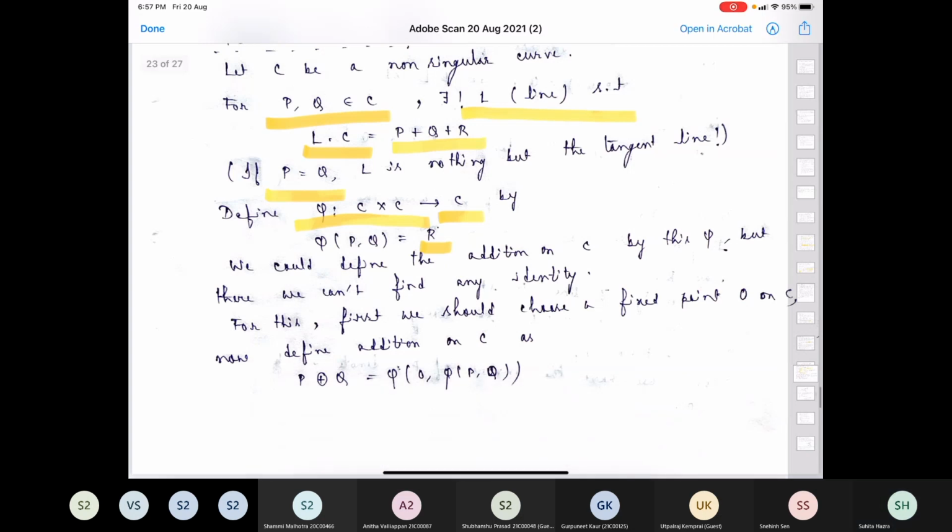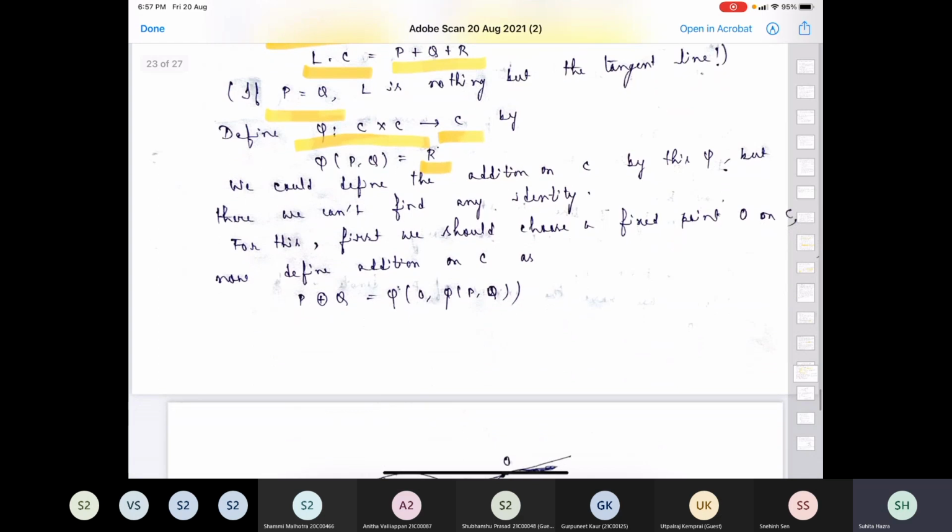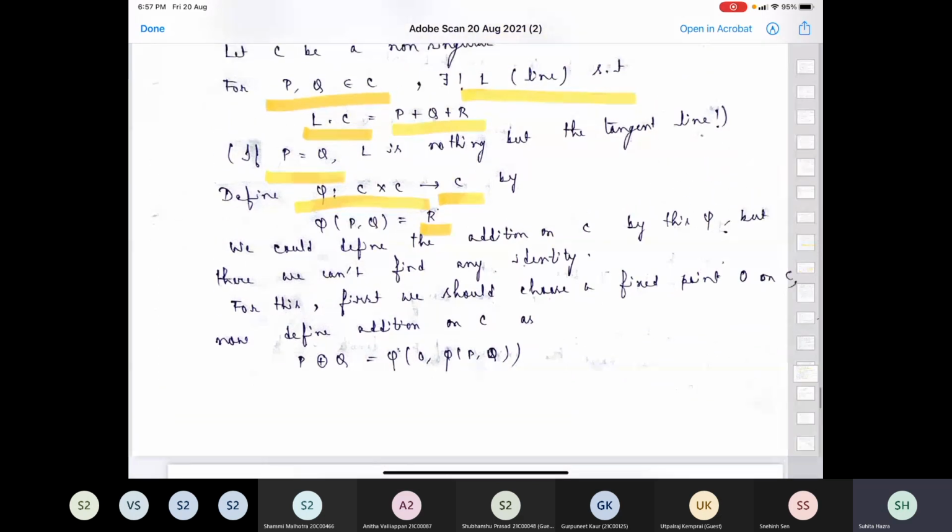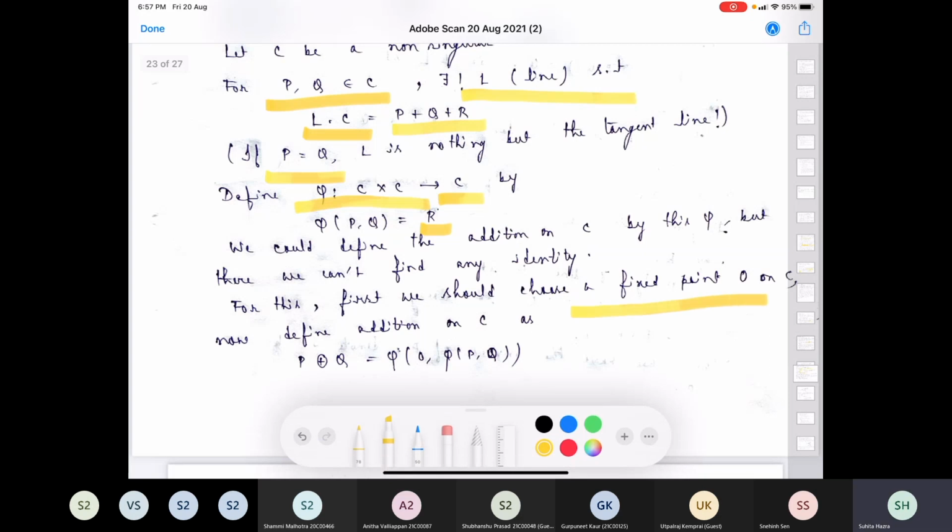Now you can say that we can define the addition on C by this phi, but there is no identity. What can be fixed as an identity? First we have to fix a point, so we fix a point O on C. Now we define the addition on C: P plus Q is defined by phi of (O, phi(P,Q)).